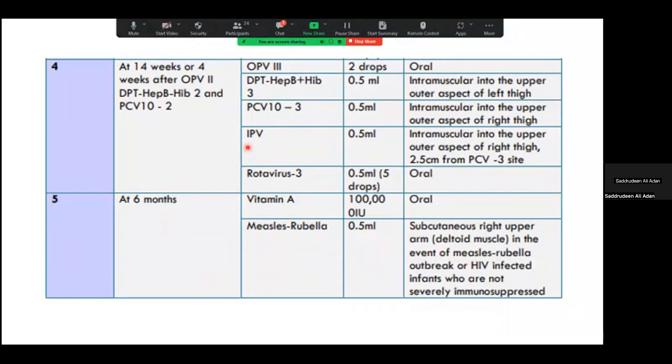That's why I decided to go through the table. At 6 months, you're just given vitamin A, which is very important. You have to be given vitamin A.